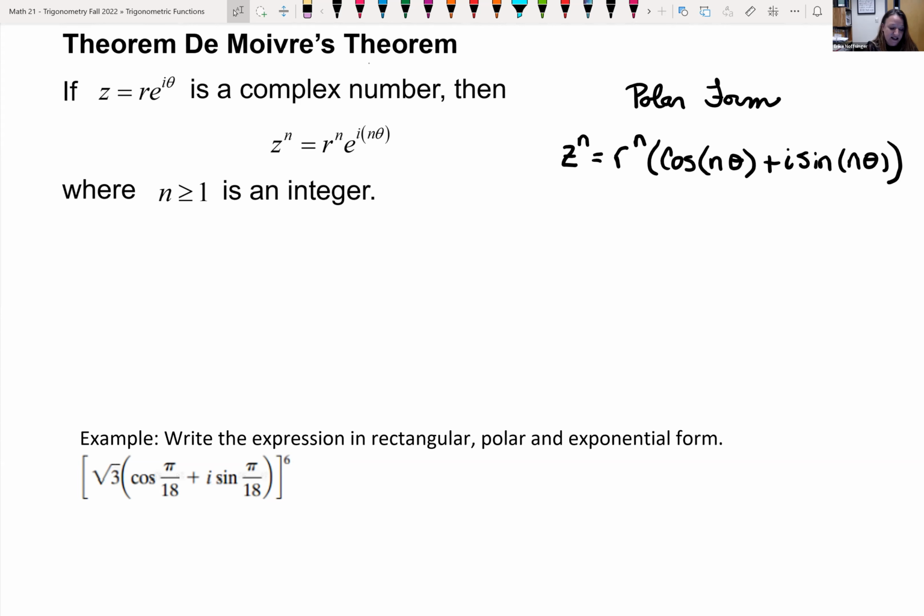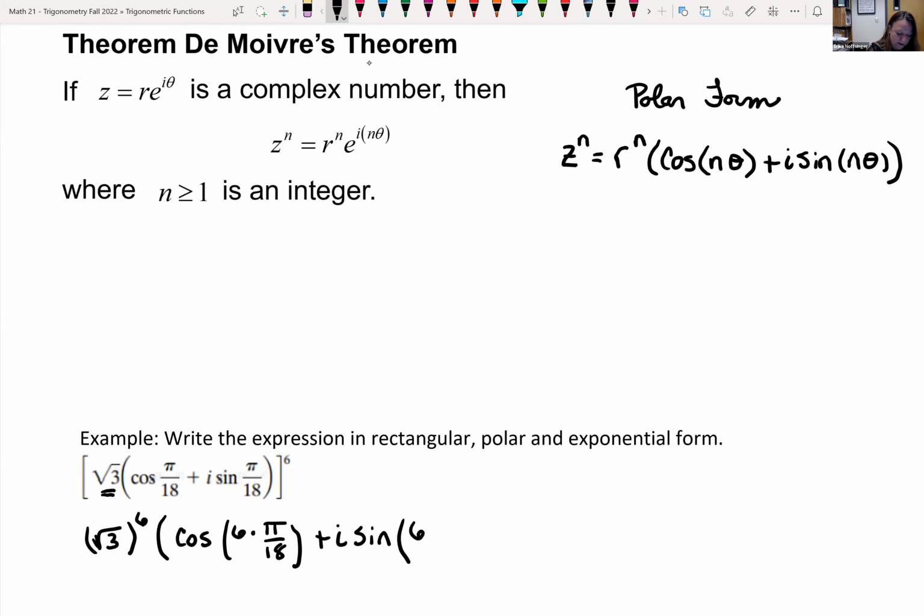So knowing that, let's rewrite this using de Moivre's theorem in polar form. So this says that I can take my r value, and my r value here is √3. So I'm going to write √3, and I'm going to raise this to the 6th power, all times cosine of n, which is 6 here, times my angle of pi over 18, plus I sine of n, which is 6 in our case, times pi over 18.